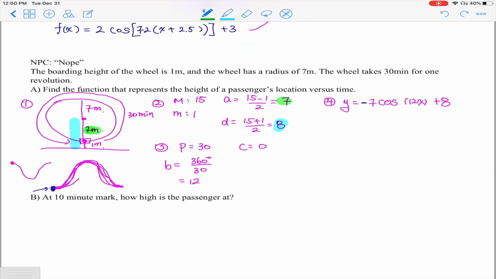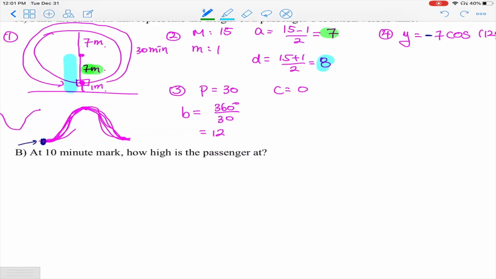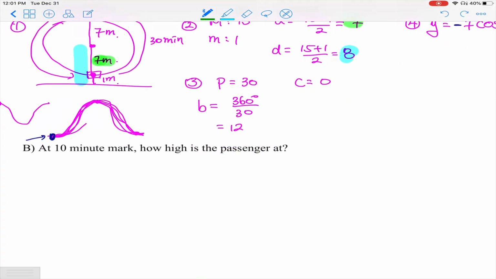So playing around with a period of 4 gives you the freedom to change from sine to cosine and cosine to sine. Now for the next one, it says at the 10-minute mark, how high is the passenger? So we need to substitute this 10 into our t, or the x. So our y height equals negative 7 cosine 12 times 10 plus 8.